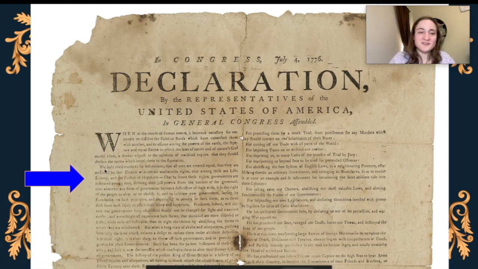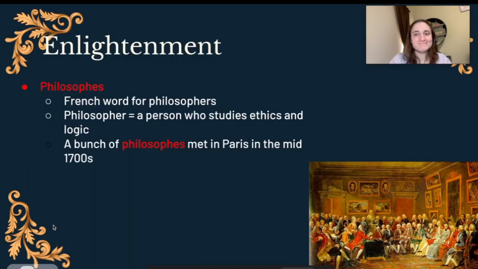If you can see here on this line, it says, "We hold these truths to be self-evident, that all men are created equal, and that they are endowed by their Creator with certain unalienable rights, and among them are life, liberty, and the pursuit of happiness."